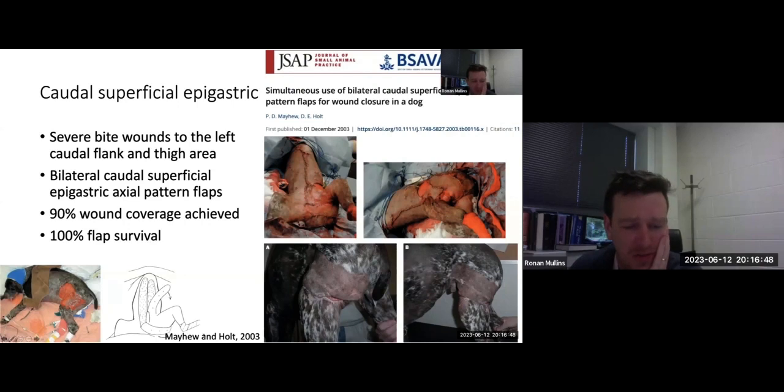There is a nice report out there from Philip Mayhew and David Holt, where they actually used simultaneously both of these flaps in a dog with a very extensive wound in the left caudal flank and lateral thigh region. So this schematic shows you nicely how they employed both of these, one going around the caudal aspect of the thigh and the other one used in a more conventional way. And they had 90% wound coverage achieved and 100% flap survival. So a very nice use of both of these, and the donor site closed primarily.